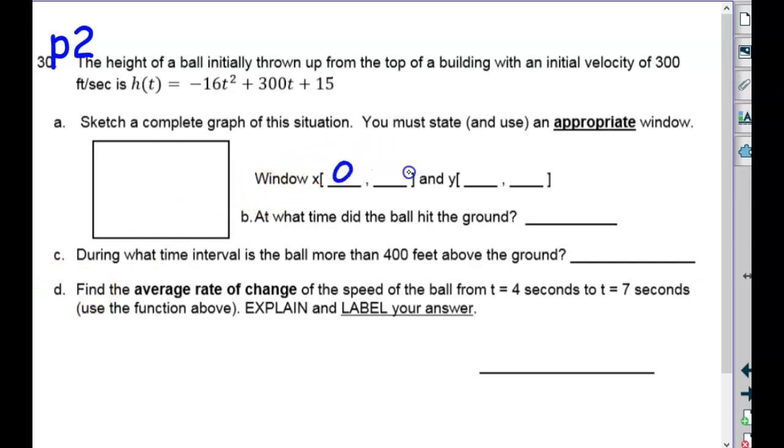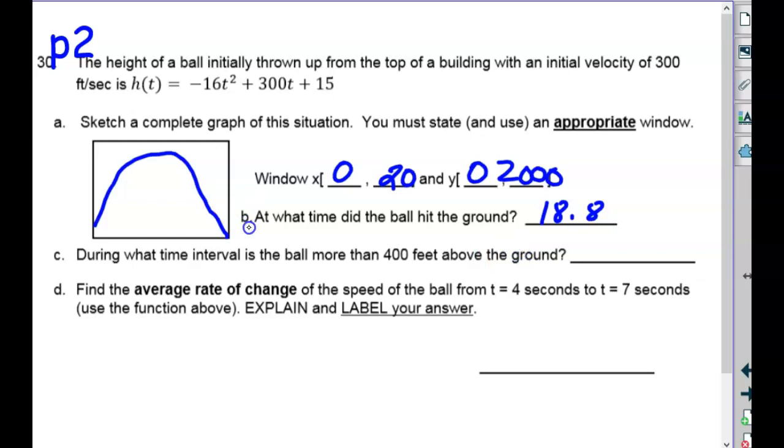I wound up with a window of 0 to 20 and 0 to 2000. Okay. And that graph looks like this. What time did the ball hit the ground? Find the 0, which is second trace number 2. And I think it's out towards 20 seconds. I have it took 18.8 seconds to hit the ground.